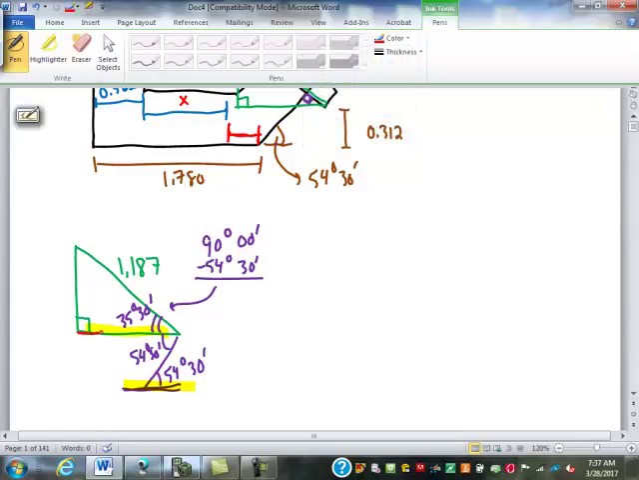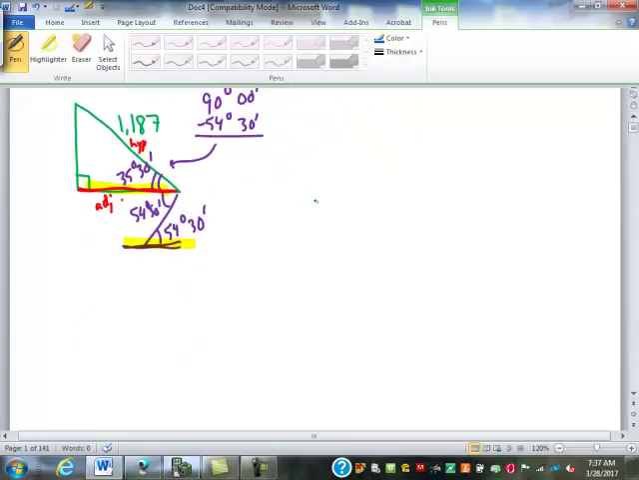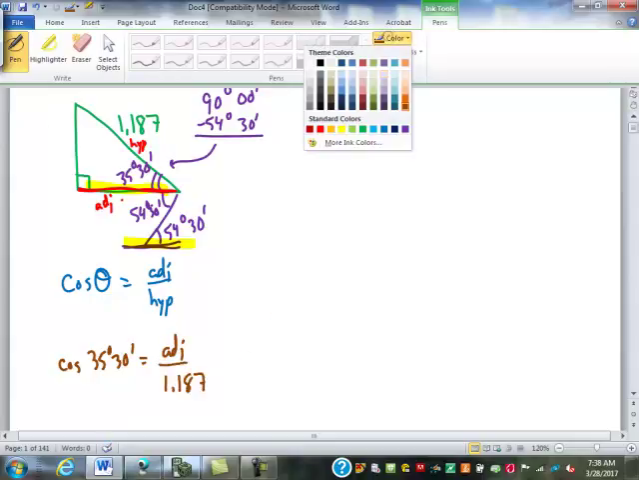So now I want this bottom side here. That bottom side would be the adjacent side according to that angle. So I have the adjacent, and this is of course the hypotenuse. So I am looking at a cosine. Cosine of theta equals adjacent over hypotenuse. Plug in what I know. Well, my angle is 35 degrees 30 minutes. My adjacent side is what I'm looking for. My hypotenuse is 1.187.